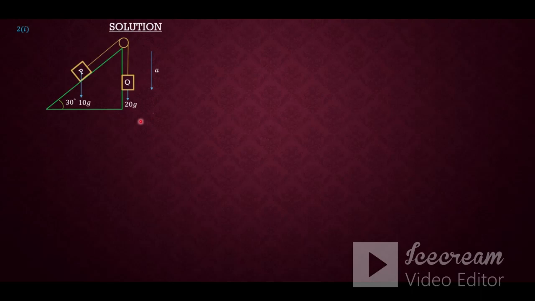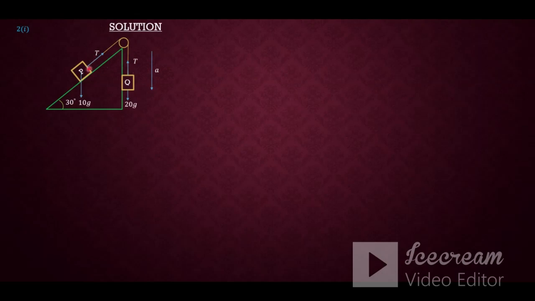Representing that, since our system is in motion, we have to represent the tension. Particle P and particle Q exert tensions which are directed towards the pulley, given to be T. These tensions are the same, which is why I included the same T here.